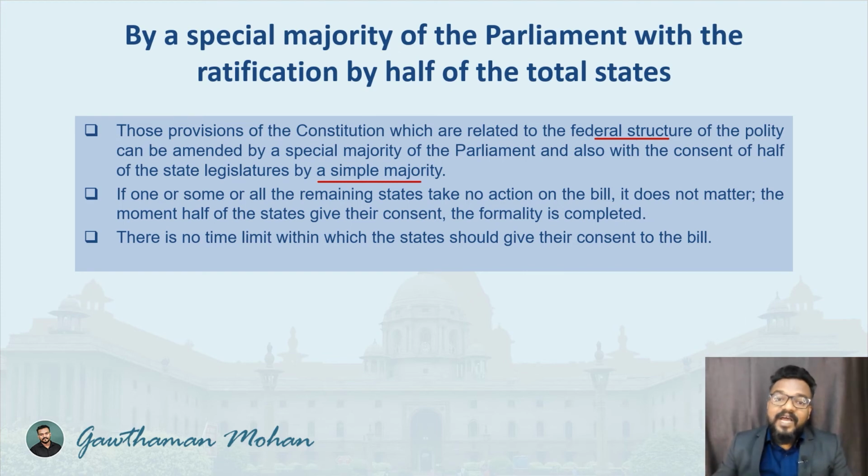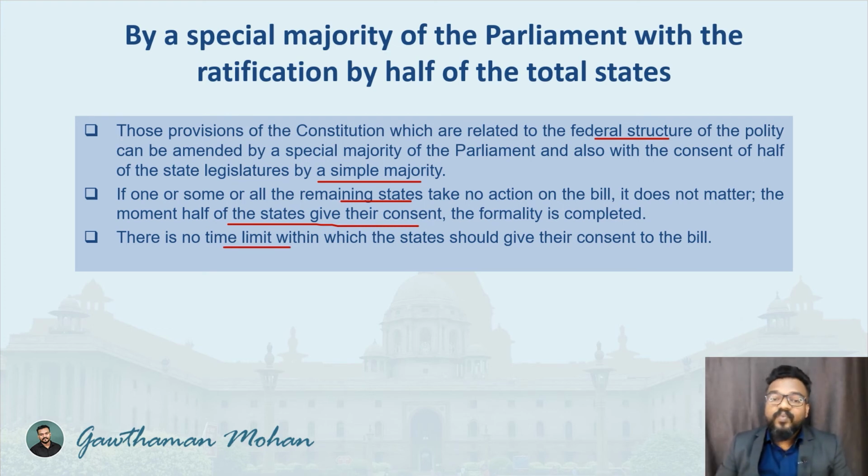So in these states, how are they actually passing? In these states, they are actually passing it through a simple majority. If one or some or all the remaining states take no action on the bill, it does not matter. The moment half of the states give their consent, the formality is completed. So what we require here is the consent of half of the states. So the moment we are getting the consent of half of the states, then the procedure is completed. There is no time limit within which the state should give their consent to the bill.